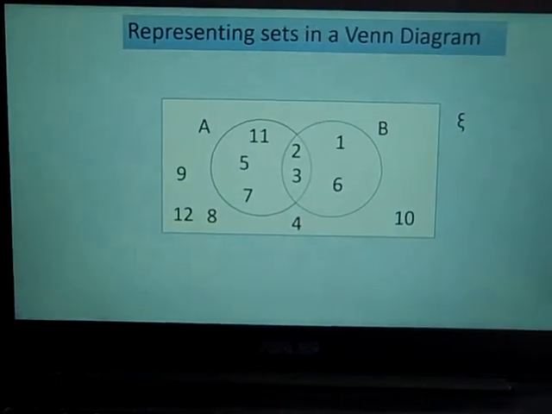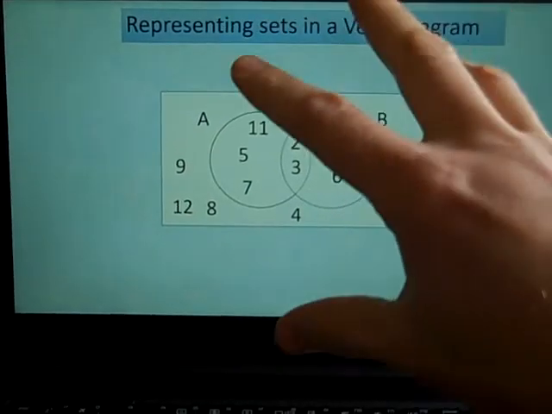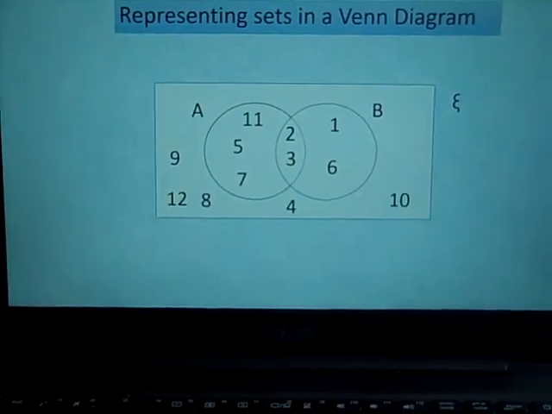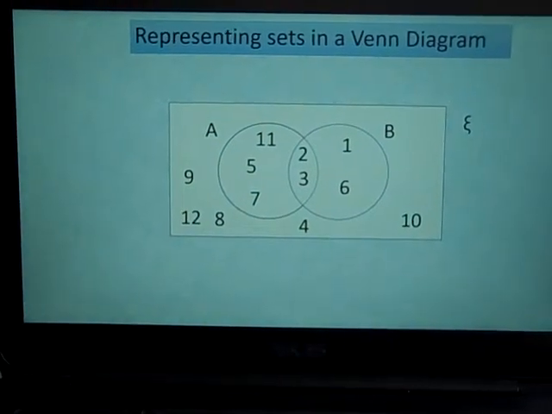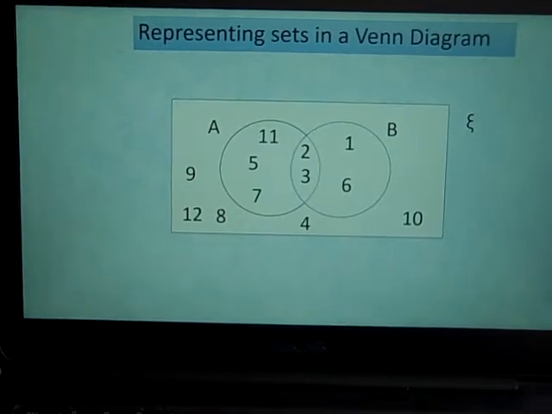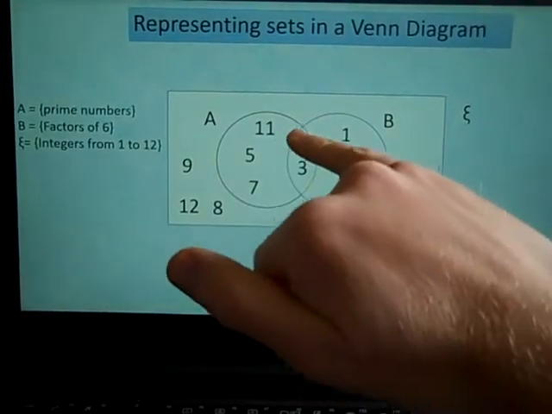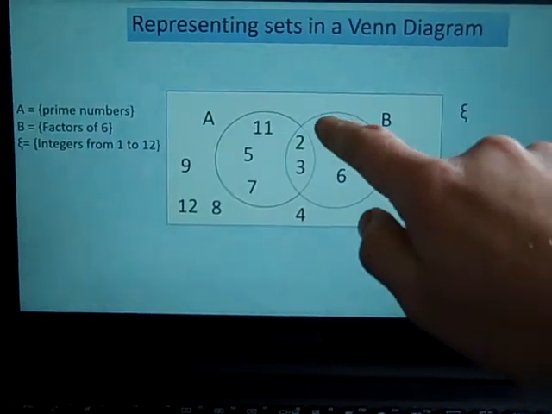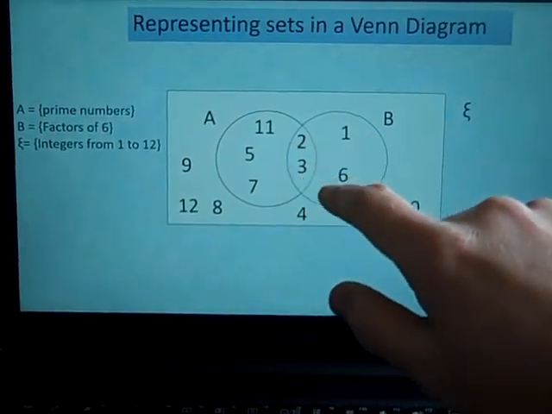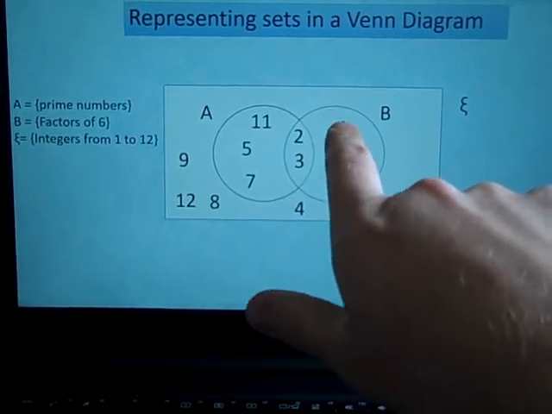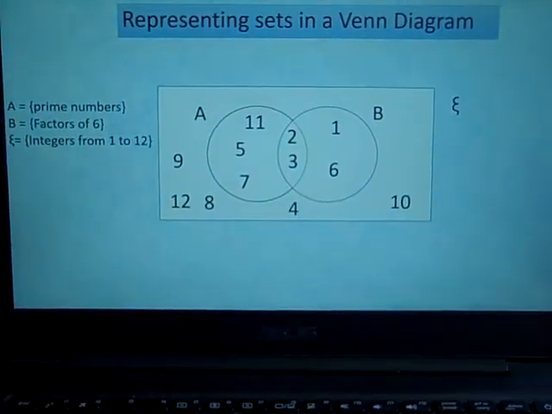So here we've got a completed Venn diagram with sets A and B, lots of numbers showing the information and the universal set with different bits in there. If you look carefully, what we've got within that information is that A is the prime numbers 2, 3, 5, 7, 11, B is the factors of 6, 1, 2, 3 and 6, and then the universal set contains all the integer values from 1 to 12.